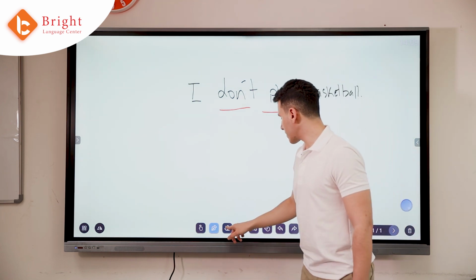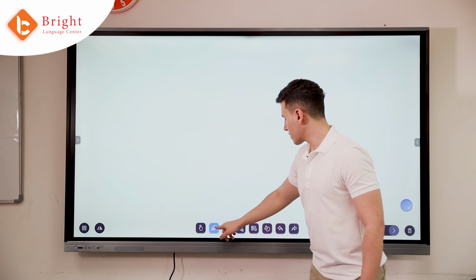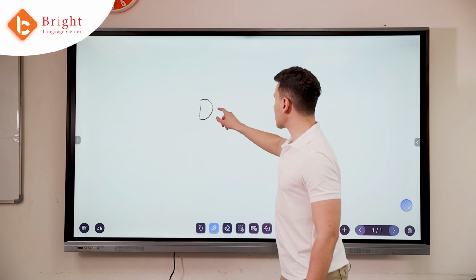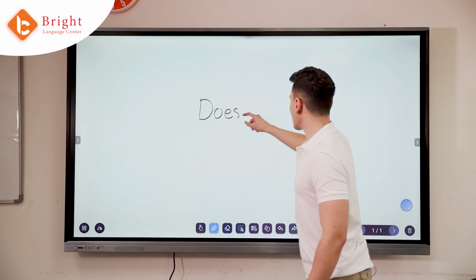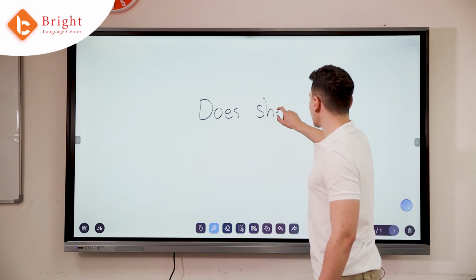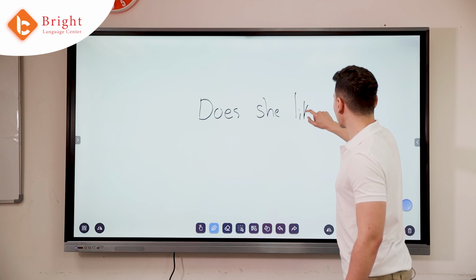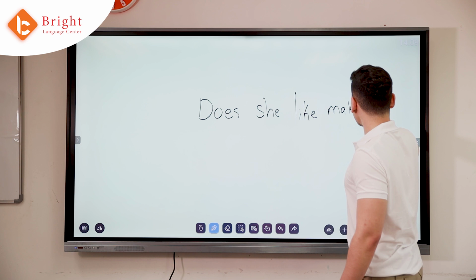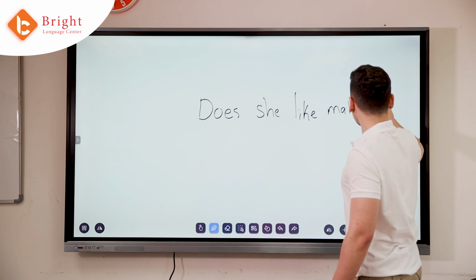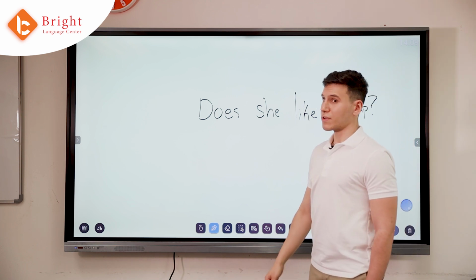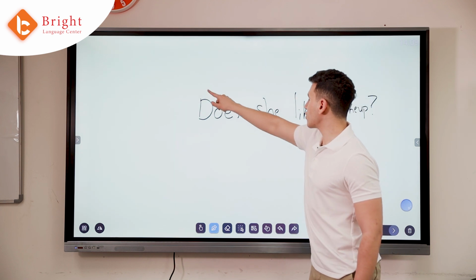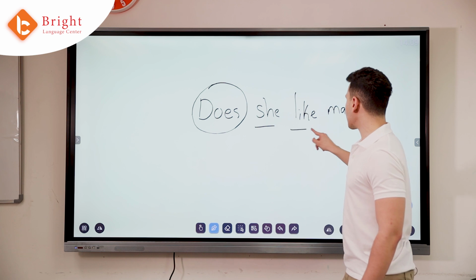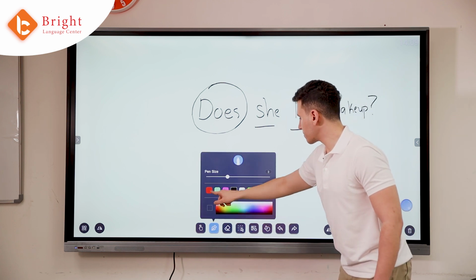For he, she, and it, we write, does she like makeup, for example. We start with the do or does, but for he, she, and it, we use does. So does she like, with the verb in its root form.